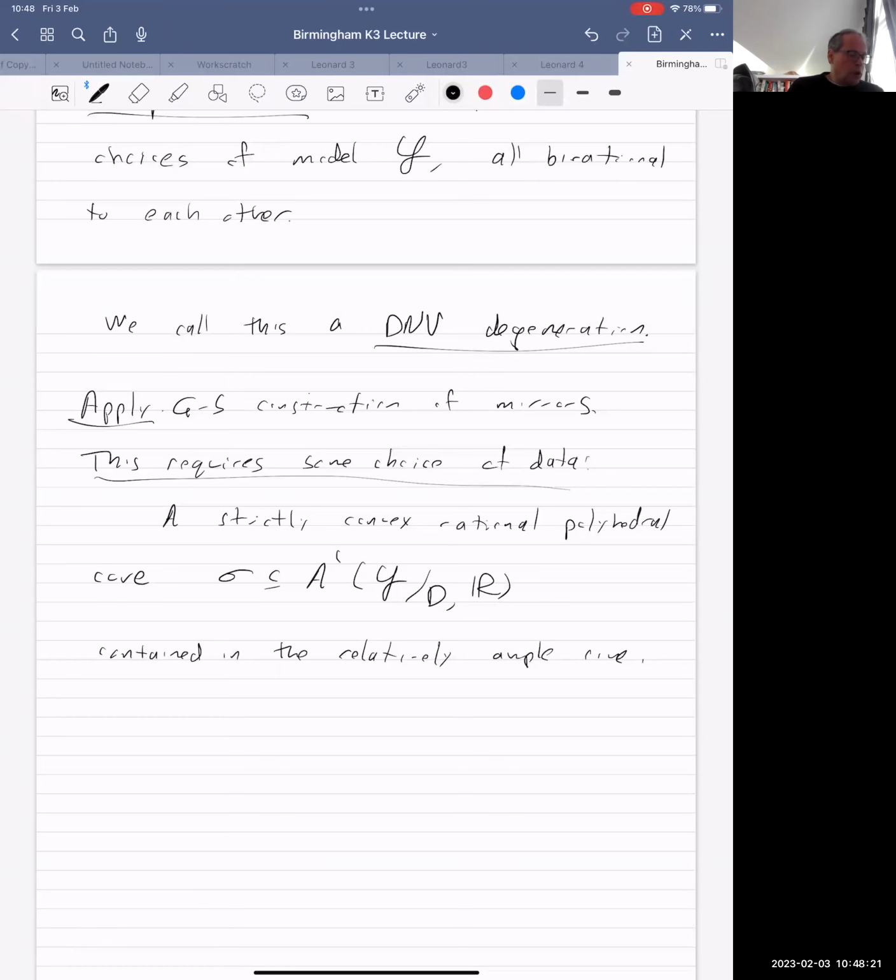And this gives a dual monoid, which I shall write as P. That's the intersection of the dual of this cone sigma with the relative group of curves, and this time integers. And this necessarily contains all effective curve classes.